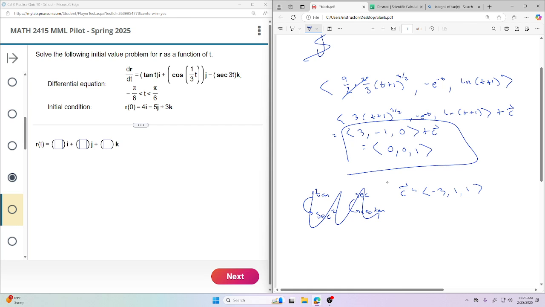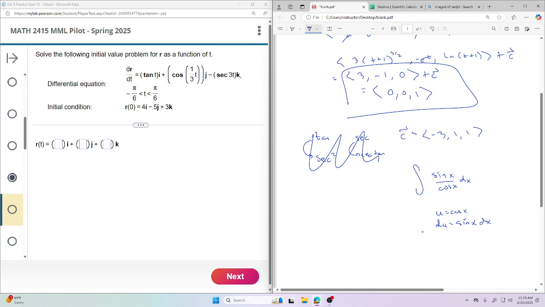You know how you do this one? You have to do it as sine over cosine. And then you do u is equal to the cosine. Du then would be a positive sine dx, which we have, right? So this turns into 1 over u du, which is ln of u. And that you put in 1 over cosine. But it said secant.